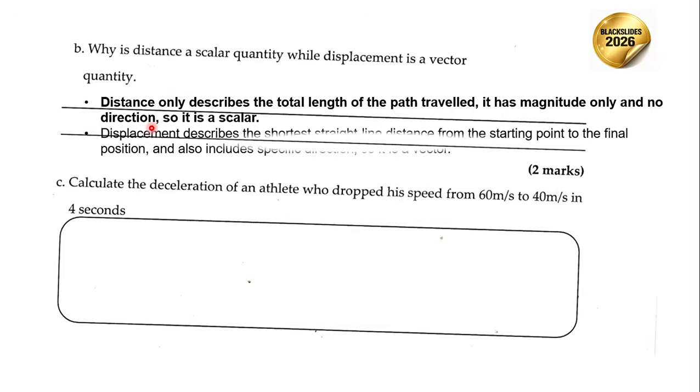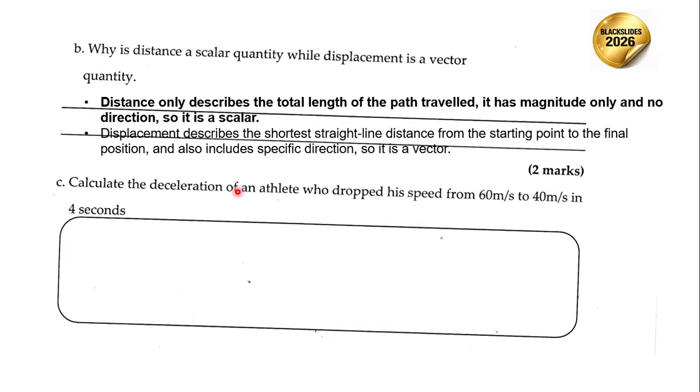On the other hand, displacement describes the shortest straight line distance from the starting point to the final position, and also includes specific direction. So it is a vector for that reason.